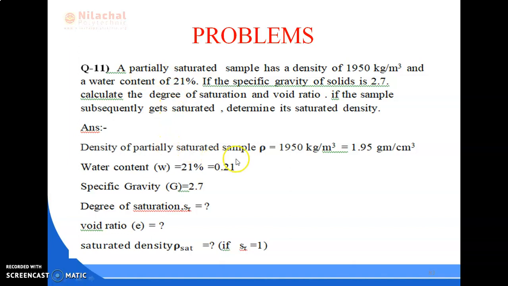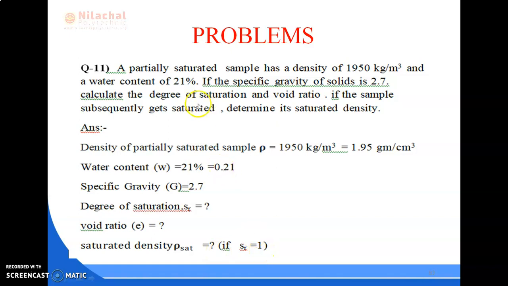Density of the partially saturated sample, rho equal to 1950 kg per meter cube. We convert it into gram, so our answer is 1.95 gram per centimeter cube. Next, water content W equal to 21%, which is equal to 0.21 in decimal. Specific gravity G equal to 2.7. This much is given. We have to find the degree of saturation, SR equal to question mark, void ratio e equal to question mark, and saturated density rho sat equal to question mark if SR equal to 1.